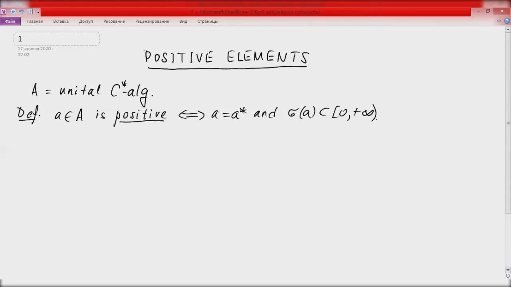Let's recall that in a general case, the spectrum of a self-adjoint element is real. And if it is non-negative, then we say that our element is positive. Well, maybe it would be more correct to call such elements non-negative, but nevertheless, this is a standard terminology. So let's follow the tradition and call such elements positive elements. Here's a simple example.